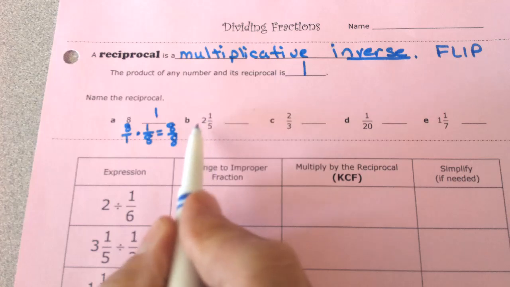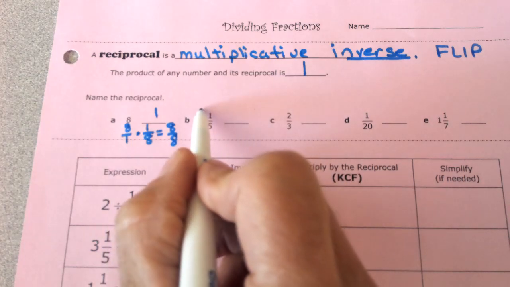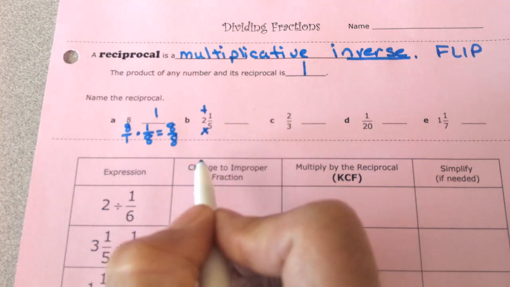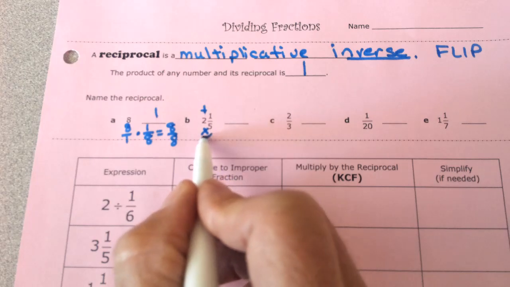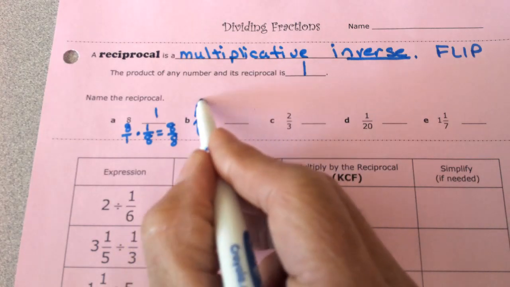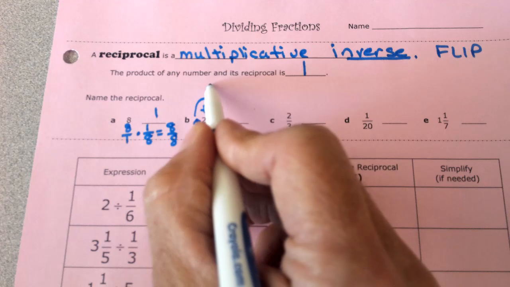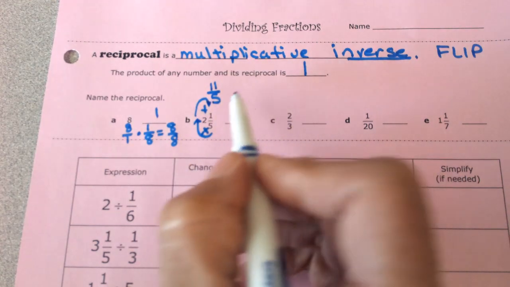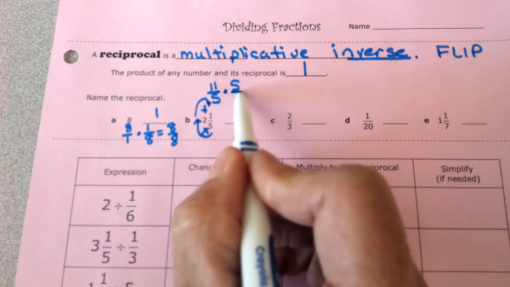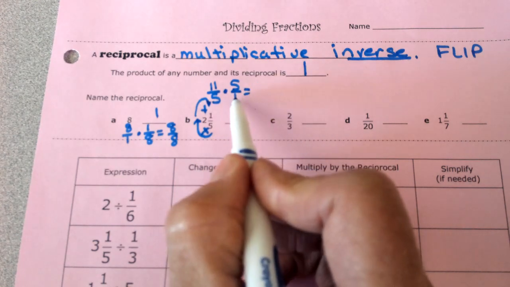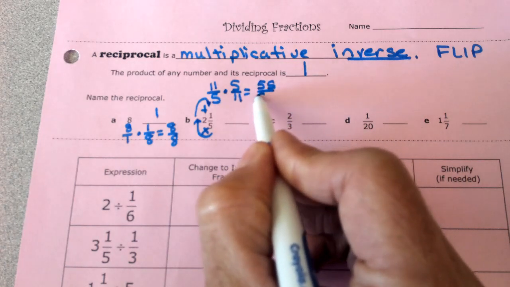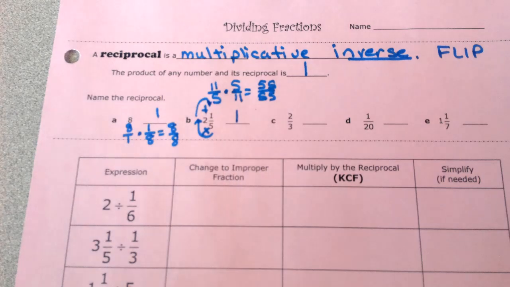Now 2 and 1/5, I cannot flip it, so I have to do my mixed to improper step, which we call the Texas 2 step. Put a T, put an X, that's a plus and a times. Multiplying comes first because 5 times 2 is 10. And then I add 1, that gives me 11 over 5. Now I take 11 over 5 times the flip, 5 over 11, and that gives me 55 over 55, which equals 1.